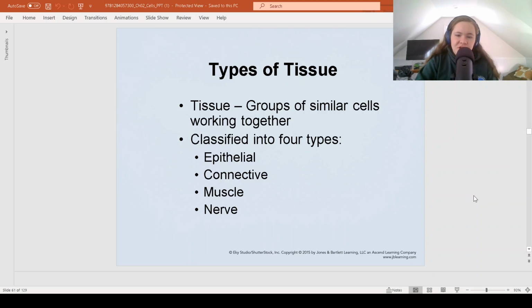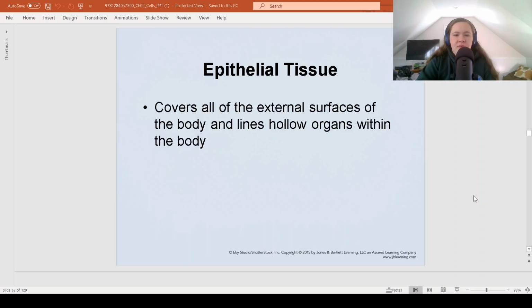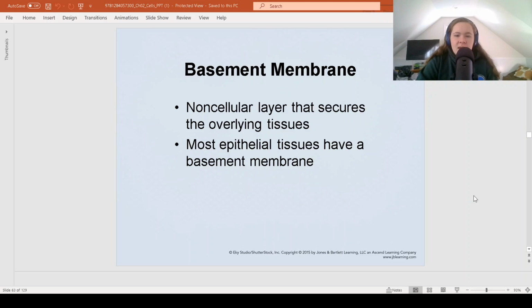Types of tissue. Tissue is groups of similar cells working together. Classified into 4 types: epithelial, connective, muscle, and nerve. Epithelial tissue covers all of the external surfaces of the body and lines hollow organs within the body. Basement membranes are non-cellular layers that secure the overlying tissue. Most epithelial tissues have a basement membrane.